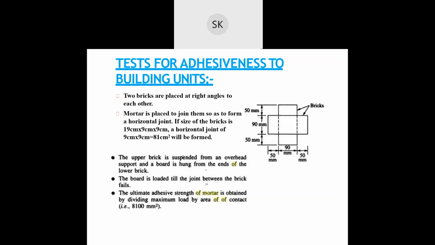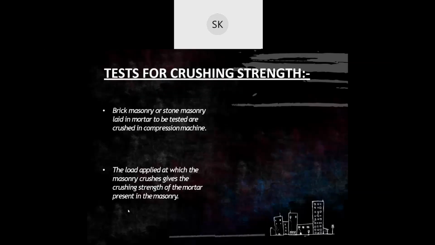So it shows they used to join two bricks with this mortar, and hold them, and see whether the lower brick falls or not. So that is the adhesiveness, how much one brick is glued to another with the help of mortar. The ultimate adhesive strength of mortar is obtained by dividing maximum load by area of contact.